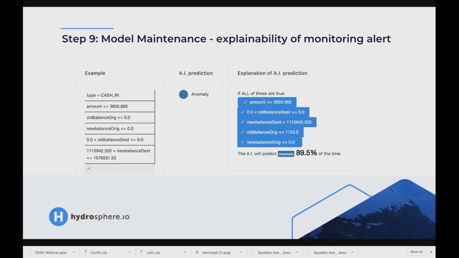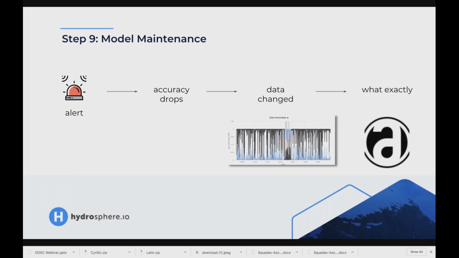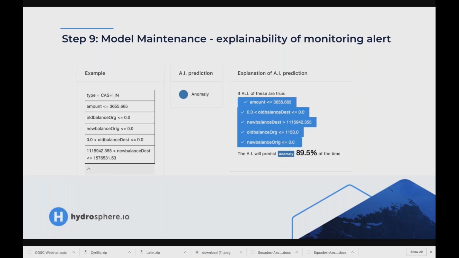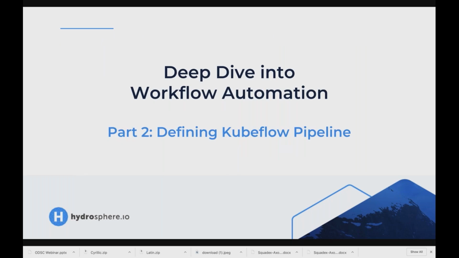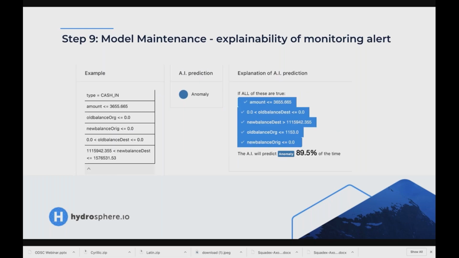When you detect an edge case, and you see that a particular request is treated as an anomaly, you need to know why it's treated as an anomaly. This is the explainability of monitoring alerts. That's another step forward in providing maintenance capabilities for your machine learning workflow.